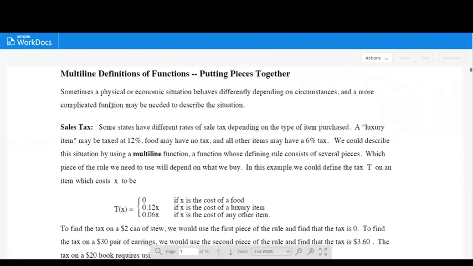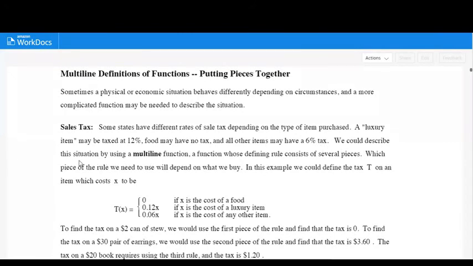So sometimes the physical or economic situation behaves depending on circumstances, and a more complicated function may be needed to describe the situation. So, for example, for the sales tax, some states have different rates of sales tax depending on the type of item purchased. So, a luxury item may be taxed at 12%, food may have no tax, and all other items may have a 6% tax. So, iba't ibang tax.